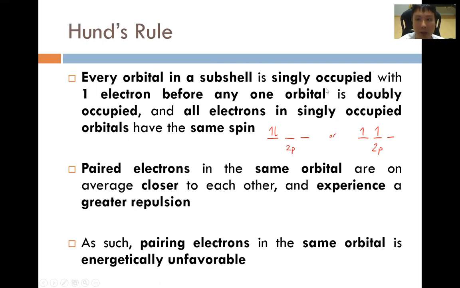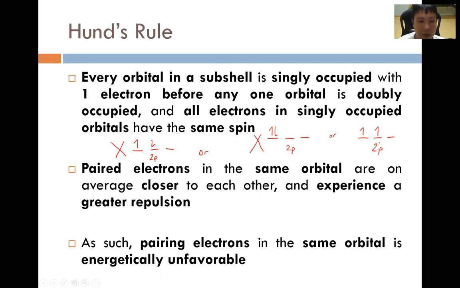Each orbital in a subshell is first singly occupied with one electron before any other orbital is doubly occupied. So in this case, they must be singly occupied first before it's doubly occupied. So I know that this is not the correct way to fill up the electrons. Moreover, there is in fact one more way to fill it up, because I can fill it up separately, but put one spin up and one spin down. Again, this is not the right way, because all electrons in singly occupied orbitals must have the same spin. So I will put them both spin up.